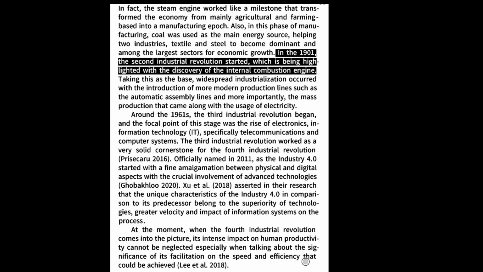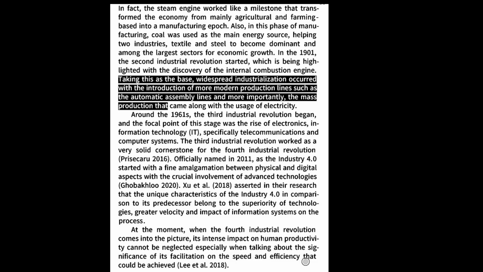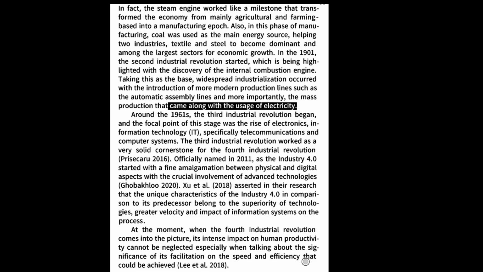In 1901, the second industrial revolution started, which is highlighted with the discovery of the internal combustion engine. Taking this as the base, widespread industrialization occurred with the introduction of more modern production lines such as the automatic assembly lines and, more importantly, the mass production that came along with the usage of electricity.